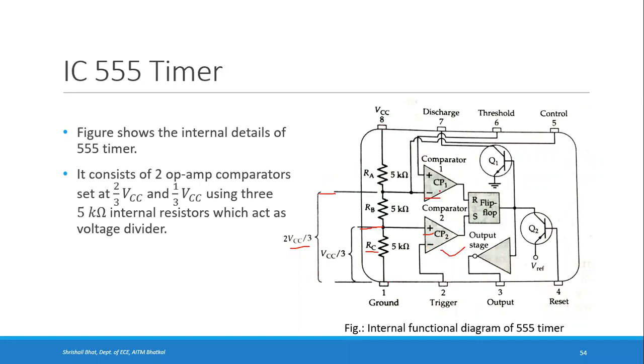Comparator 1 gets triggered when the voltage is more than 2 VCC by 3. Comparator 2 will be triggered when the voltage is lesser than VCC by 3. The outputs of these two comparators are given to a flip-flop. So what is a flip-flop?